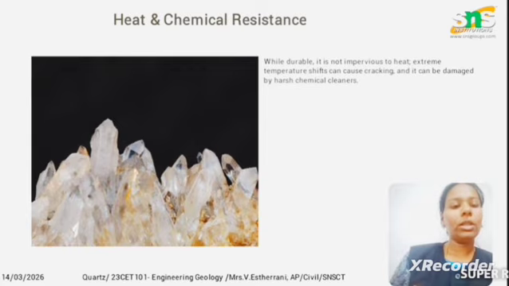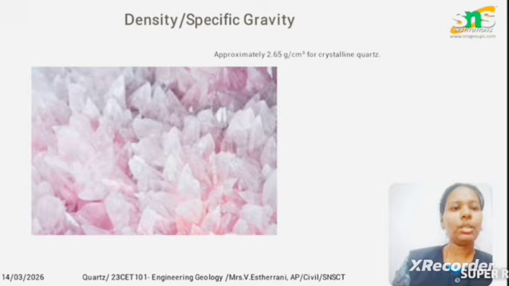This quartz material can be used in any type of glass construction, where it has a high hardness ratio, a high cleavage resistance, and a high durability. It should be protected from chemical reactions and heat. Next one is the density or the specific gravity of a mineral. Quartz has an approximate density of 2.65 grams per centimeter cube. So the density is higher in this quartz material.